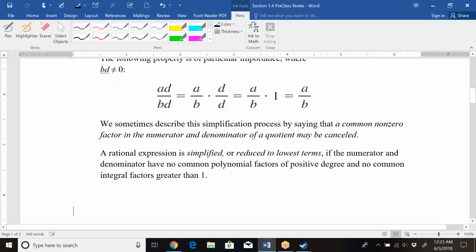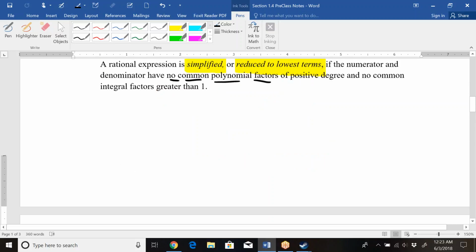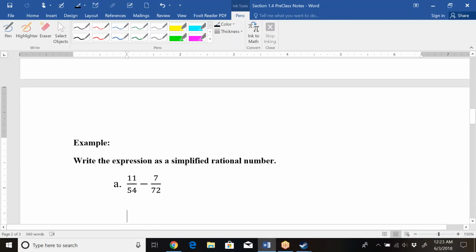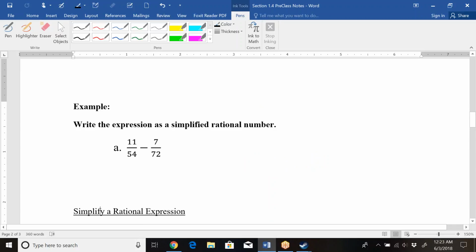A rational expression is considered to be simplified or reduced to lowest terms. That's really important. Reduced to lowest terms is the same thing as saying simplified. If the numerator and denominator have no common polynomial factors of positive degree and no common integral factors greater than 1. Okay, so we're ready to jump right into our examples.